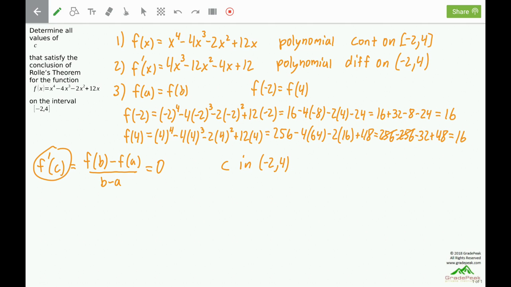The left side, f prime of c, is evaluated by plugging c into f prime of x. That will be 4c cubed minus 12c squared minus 4c plus 12, and that should equal the right side, which is 0. We have a 4-term cubic polynomial here. We can attempt to factor this by group factoring. We will group together the first two terms and group together the second two terms.